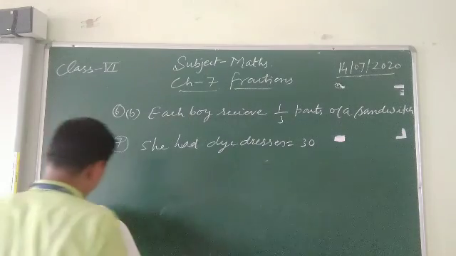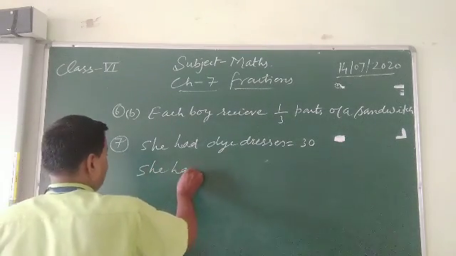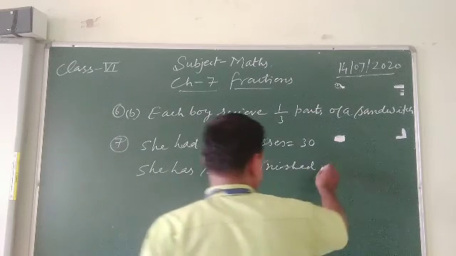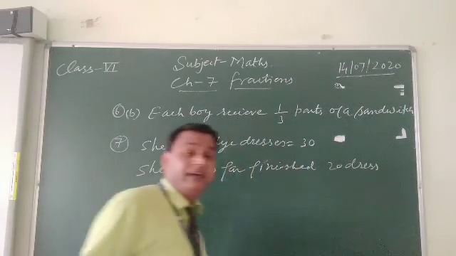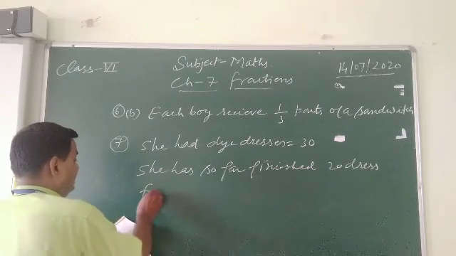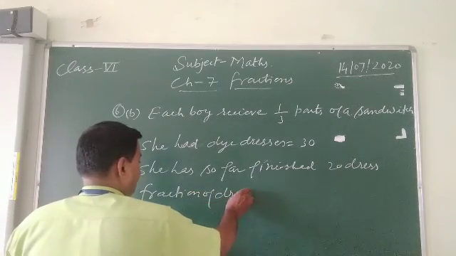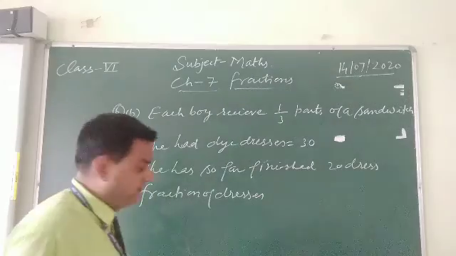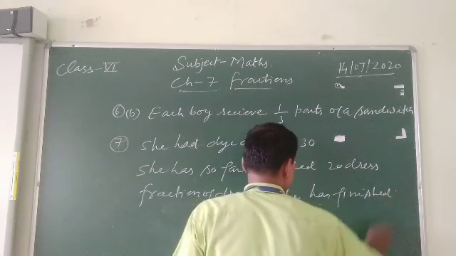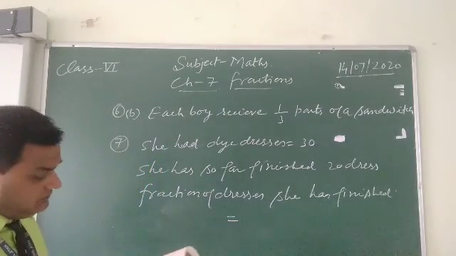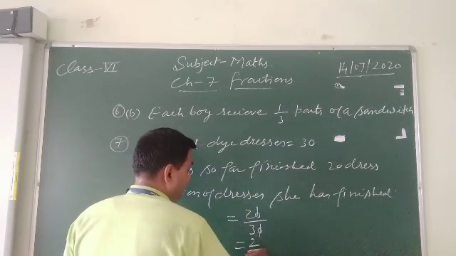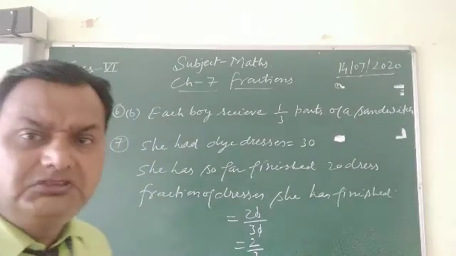She has so far finished 20 dresses, and we have to find the fraction of dresses she has finished equal to 20/30. So fraction is 2/3.